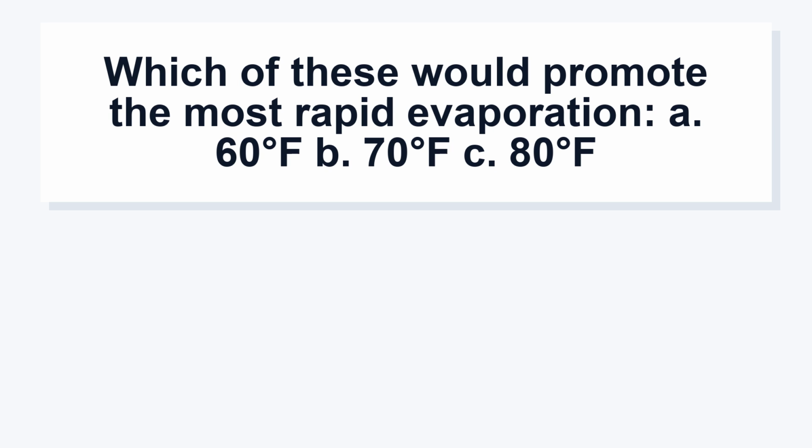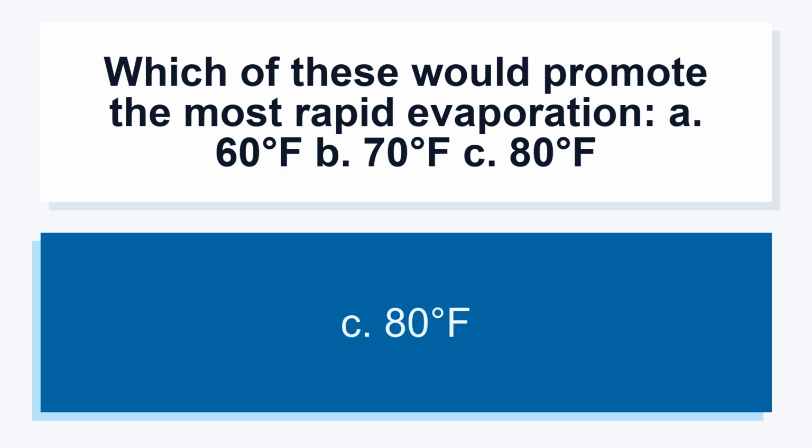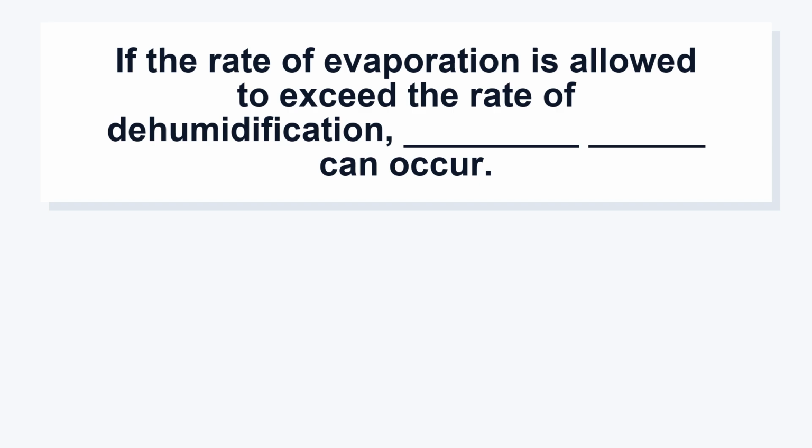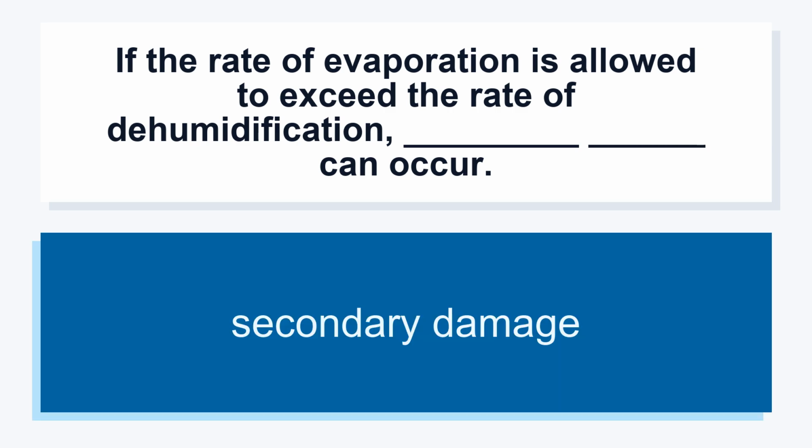Which of these would promote the most rapid evaporation? A. 60 degrees Fahrenheit. B. 70 degrees Fahrenheit. C. 80 degrees Fahrenheit. C. 80 degrees Fahrenheit. If the rate of evaporation is allowed to exceed the rate of dehumidification, secondary damage can occur.